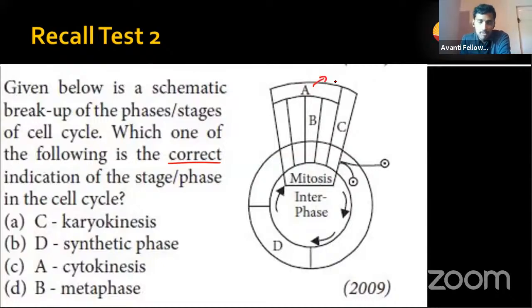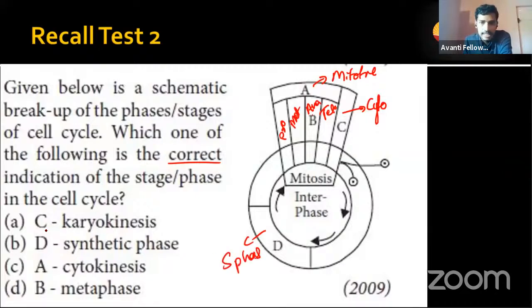Okay, what is A? Mitotic phase. And what is B? Here I can write prophase, metaphase, anaphase, and telophase. That means B is anaphase. C is cytokinesis, and D is the S phase, right? So next you have to connect this one. C karyokinesis, they given no, wrong. D synthetic phase, they given yes, correct.